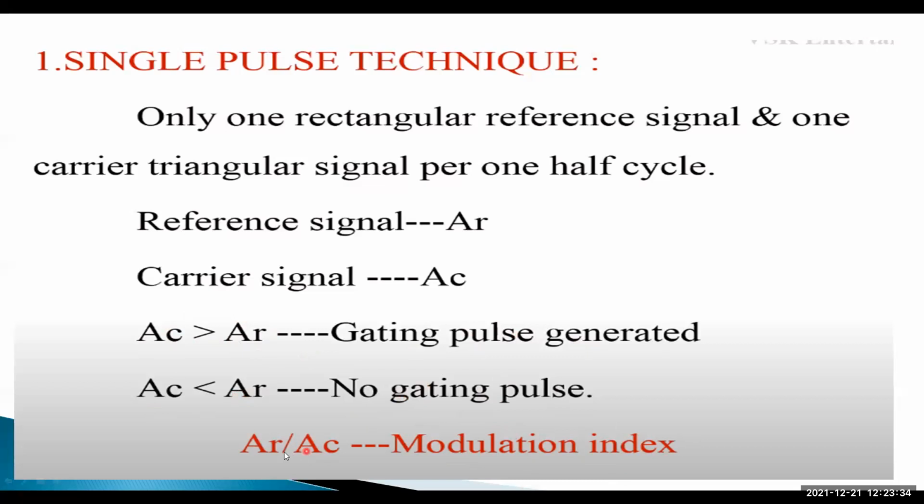The modulation index is nothing but the reference signal AR divided by the carrier signal AC. By using the modulation index, we control the output voltage. If the modulation index is less, the output voltage magnitude is less. If it is more, the output voltage magnitude is more. If the AR magnitude is large compared to AC, the ratio is near 1, and we get maximum output voltage. So by controlling AR and AC, we control the output voltage of the inverter.